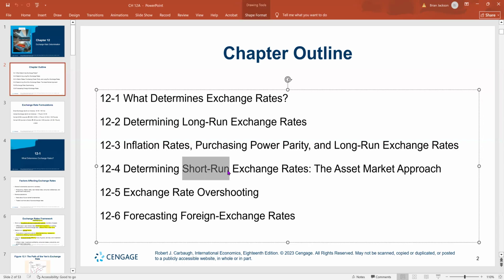And then you see the word short run in section 4. So what we recognize in this chapter is that there are forces that affect the exchange rate between currencies that are time dependent. Some are long run rates, some are short run rates, and some are medium run forces. At any rate, we'll look at each of these time frames in turn.